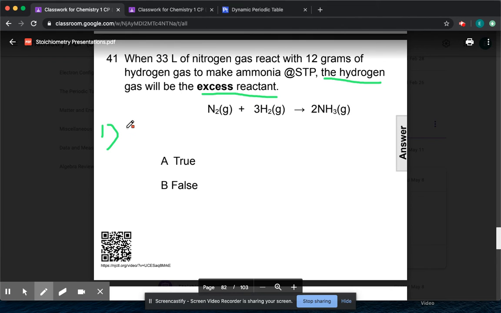We have 33 liters of nitrogen. We need to convert that to moles. And you do that by dividing the 33 by 22.4. Again, that comes from the mole chapter. And we will get, let me get my calculator. 33 divided by 22.4 comes out to be 1.47.